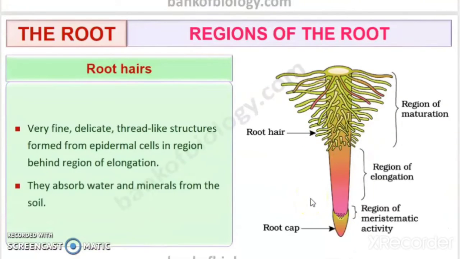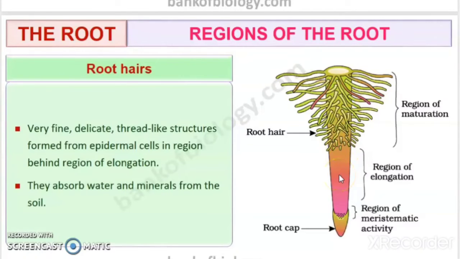Now coming to the last part, which is the root hairs. In the region of maturation, some of the epidermal cells will form very delicate thread-like structures, and they are called root hairs. What is their function? Their function is to absorb water and minerals from the soil. So this is what we learned in the last class, right?